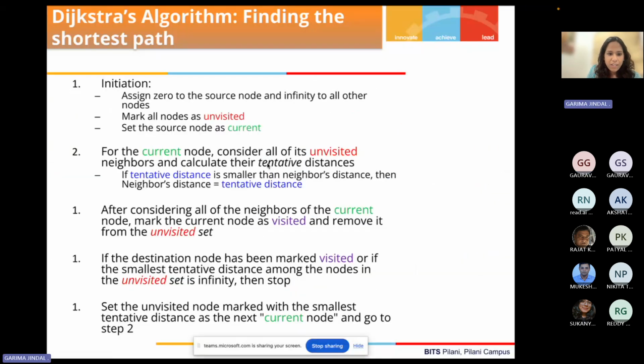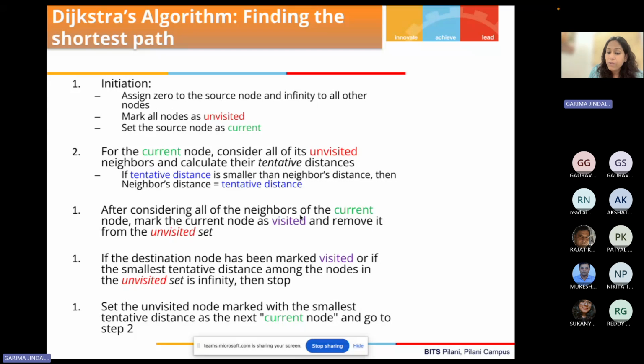Got it. So after this, let's quickly go through these steps. When we go through these steps, it will be more clear and more intuitive. For the current node, consider all of the other nodes as unvisited neighbors and calculate the tentative distance. If the tentative distance is smaller than the neighbor's distance, then the neighbor's distance is set equal to the tentative distance. So we were calculating the new tentative distances, and if the new tentative distance was smaller, then we updated those values.